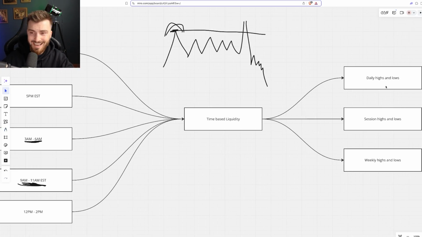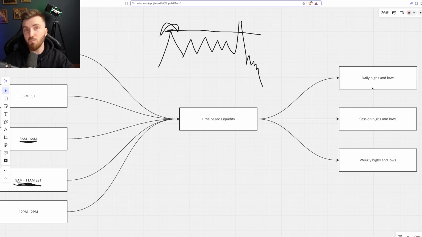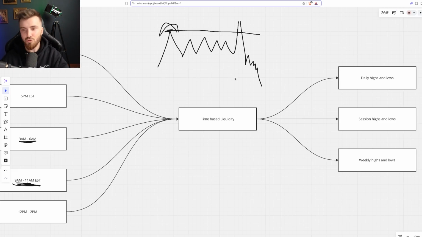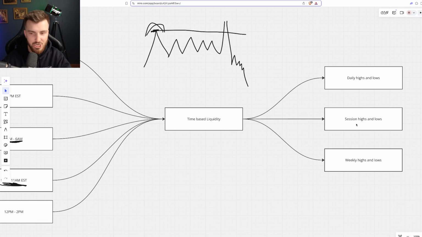Right? So daily highs and daily lows are very, very key points. Why? Because that's where traders that traded the day before are going to trail their stops. So if this is a specific daily high and the market moves higher, that means that every single person that shorted yesterday is losing money. That is a key level, and you have to remind yourself of that. Then we have session highs and session lows.